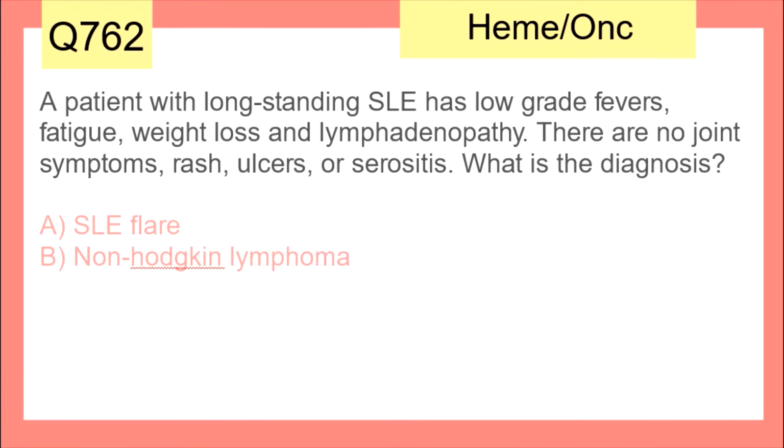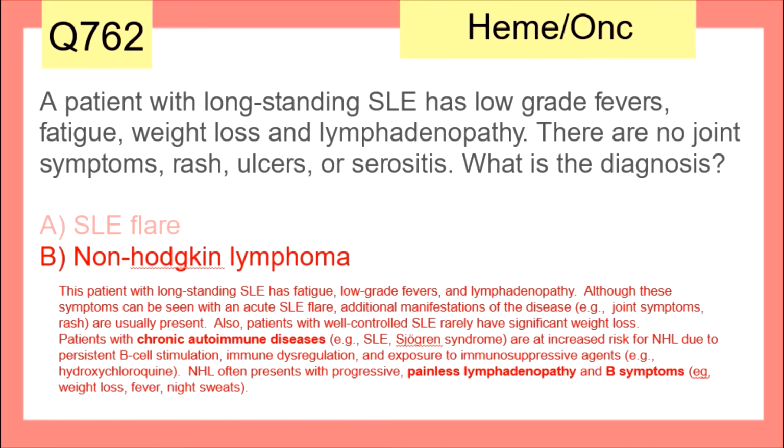762, a patient with long-standing SLE has low-grade fevers, fatigue, weight loss, and lymphadenopathy. So in weight, we don't really see weight loss with SLE so much. We see that more with malignancy. There are no joint symptoms, so it's unlikely a flare. Rash, ulcers, or serositis. What is the most likely diagnosis? Non-Hodgkin lymphoma. It's more a non-Hodgkin lymphoma and not a flare.